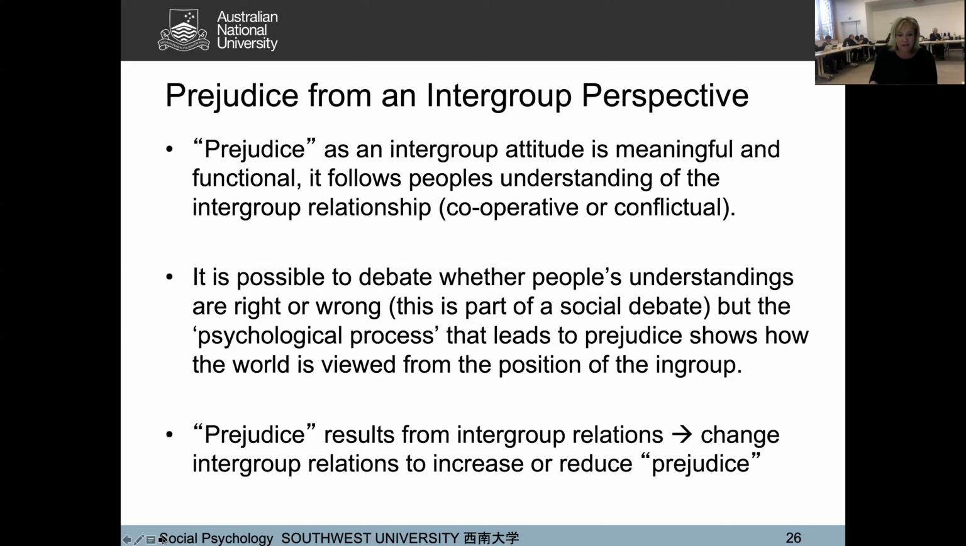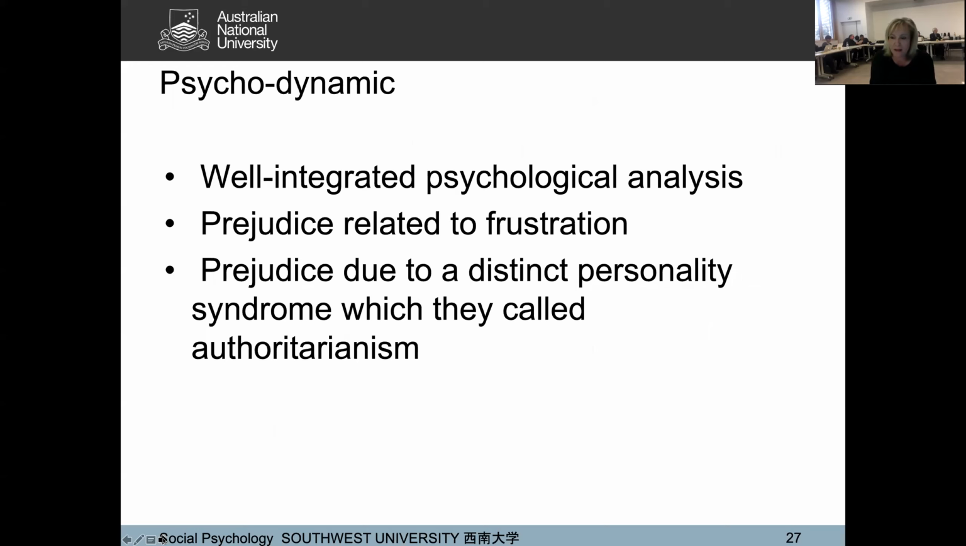So let's go on to the second theoretical perspective to help us understand why people might be prejudiced. This is the psychodynamic approach, and it has some overlap with the personality approach. These are really individual explanations for stereotyping and prejudice, as opposed to a group-based explanation. Here, the psychodynamic approach is well integrated as a psychological analysis, so we do get insight into the psychological processes.